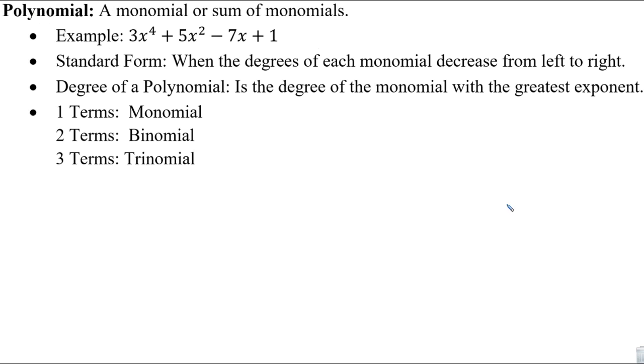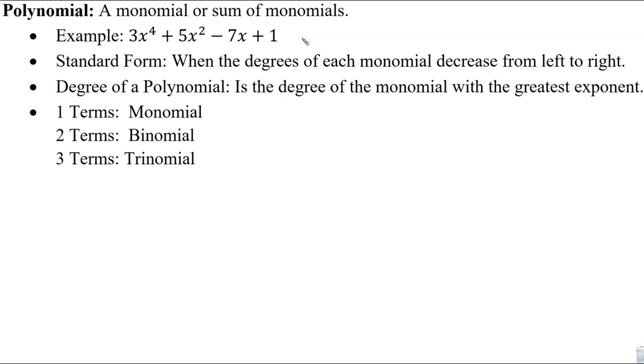And then once we know what a monomial is, we can define a polynomial. I'm going to say a polynomial is either a monomial or a sum of monomials. For example, 3x to the fourth plus 5x squared minus 7x plus 1, that is a polynomial, and it's made up of different monomials just being added together. So polynomials are built from monomials.